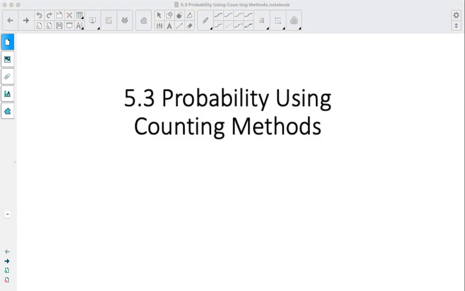Hi, today we are looking at section 5.3, which is probability using counting methods. So essentially, we will be utilizing information that we learned in chapter 4, where we looked at permutations and combinations, and we'll utilize those to help us solve probability questions.